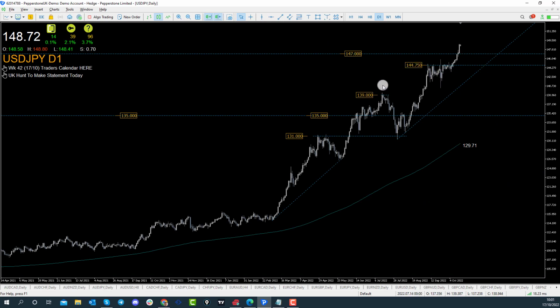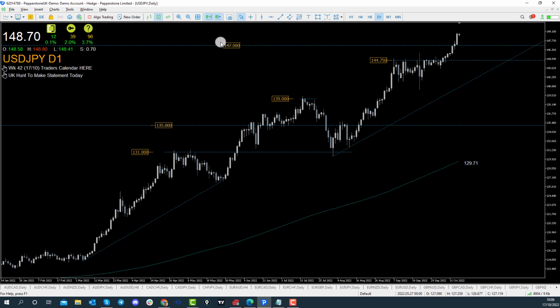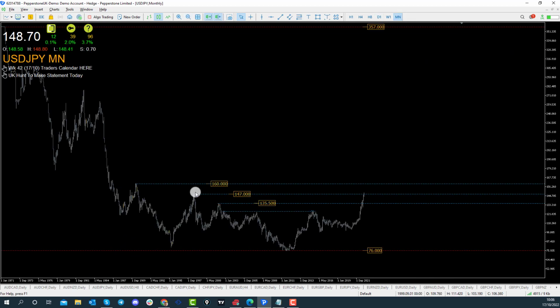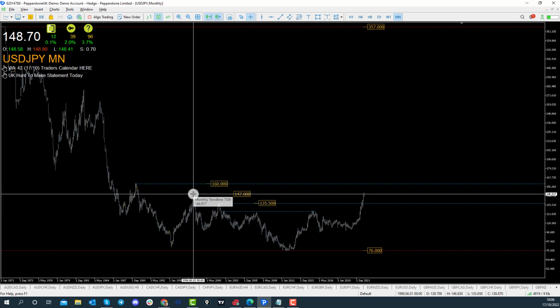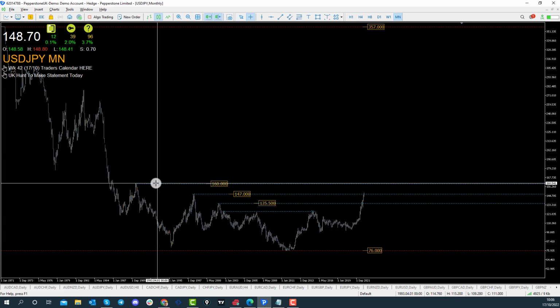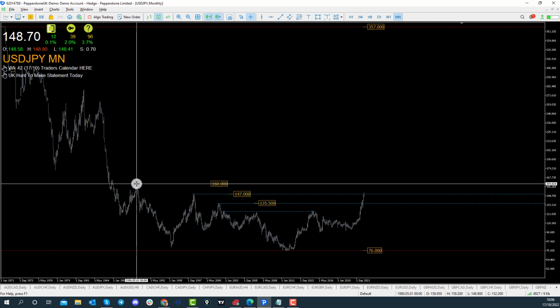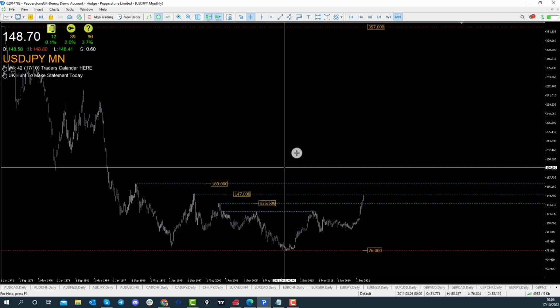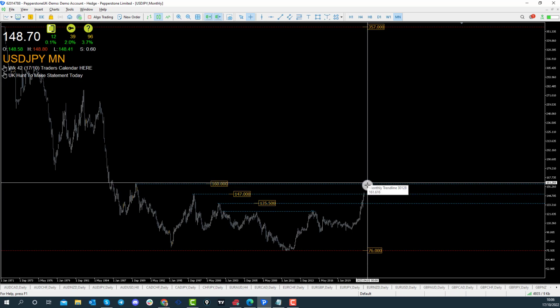You can see that price is trading above the 147 handle, which is the 1998 highs. So if I actually go to the monthly time frame here and zoom out, you can see that these are the significant 1998 highs. The next level of interest, or the next high of interest, is the 1990 highs, which is the 160 handle. So you can see here a potential significant move to come here for dollar yen.